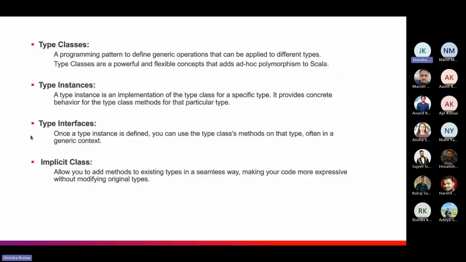The next one is type interface. Once a type instance is defined, you can use the type class's method on that type, often in a generic context. Basically, it is nothing but a generic method that would take an implicit parameter of type class, and it could also take some other parameters that you want to pass from the user side, right? So basically it exposes the functionality of that instance to the user.